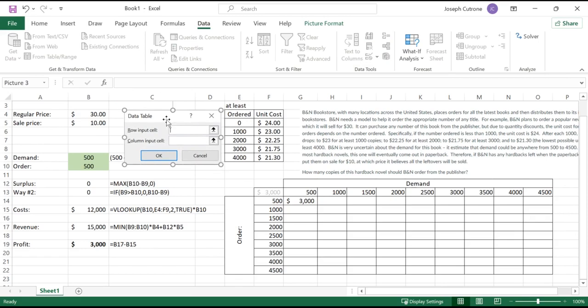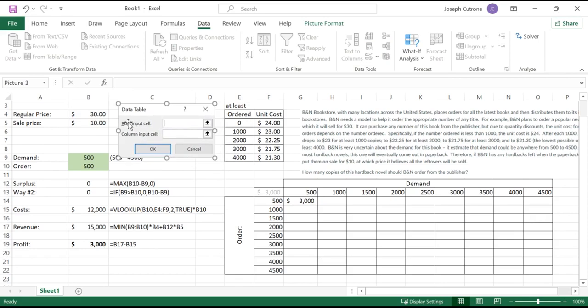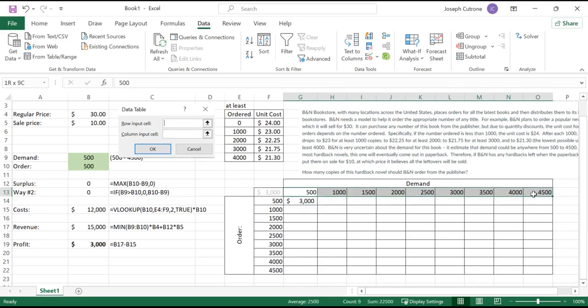It's asking you for the row input cell. What this means is of your table, of the header, that's a row. So rows going across, which is really for us the demand. Now, obviously, it doesn't know it's the demand, but of the top of your table, where is that cell? Where am I plugging in the 500? Where am I plugging in the 1,000? Where am I plugging in the 1,500? And on your box here, what you want to click is, at least for me, B9.